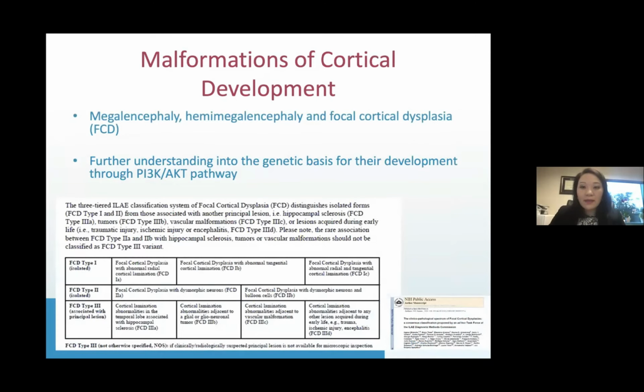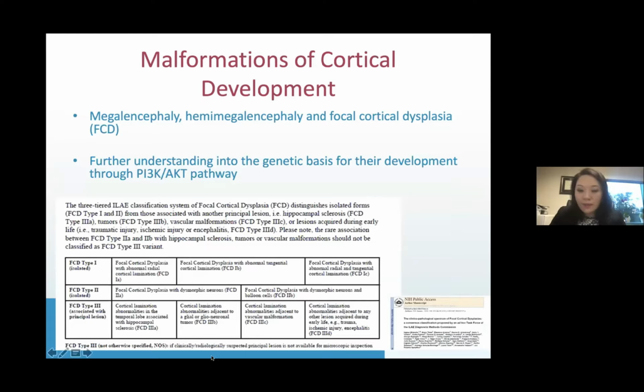Looking at another condition leading to seizures, malformations of cortical development are really a spectrum of different surgical conditions ranging from megalencephaly and hemimegalencephaly to focal cortical dysplasia. We have recently gained a greater understanding of the genetics of these conditions through the PI3K and AKT pathways.